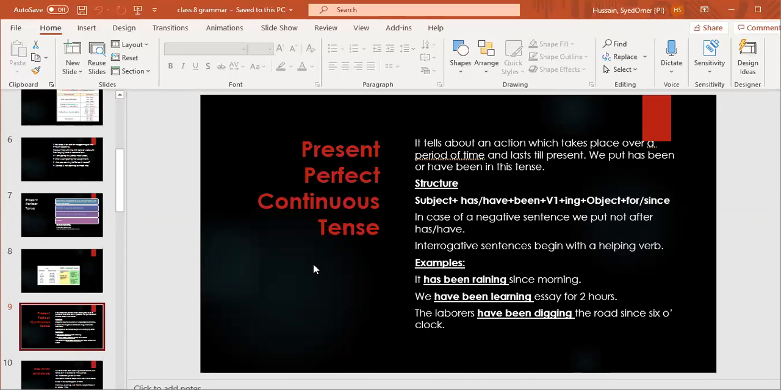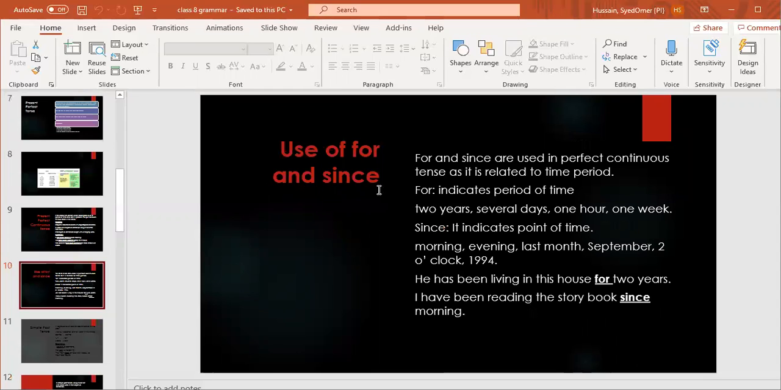Dog is running on the road, present continuous. The dog has been running on the road since last night. Okay, mention the time period. I've explained the use of for and since, that for indicates period of time, 2 years, several days, 1 hour, 1 week, whenever the number is mentioned. And since indicates point, since when? Since morning, since evening, since last month, since September, 2 o'clock, 1994. He has been living in this house for 2 years. I have been reading the storybook since morning.